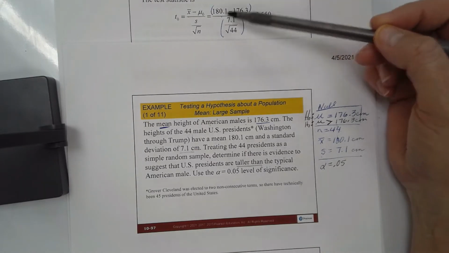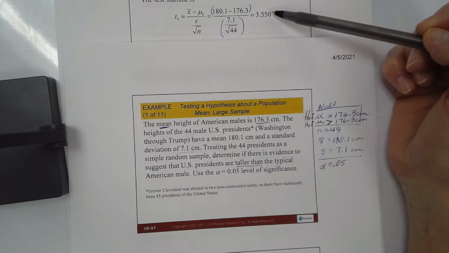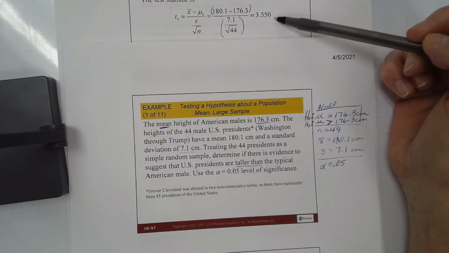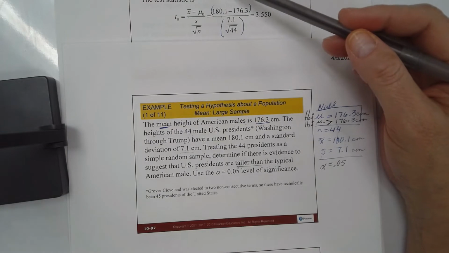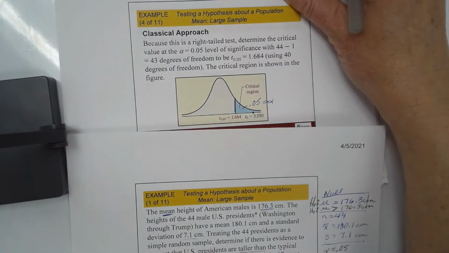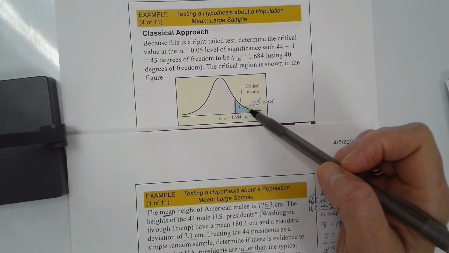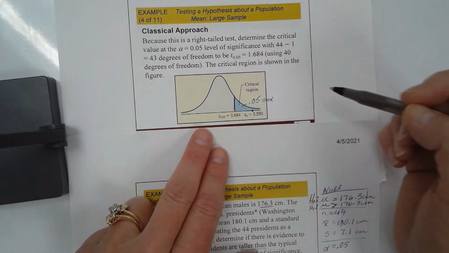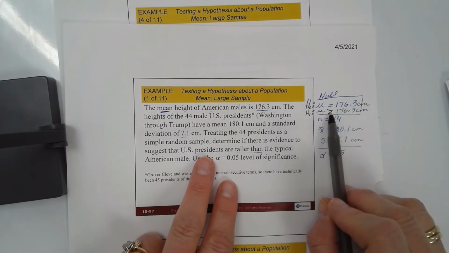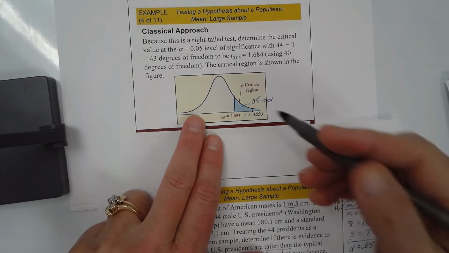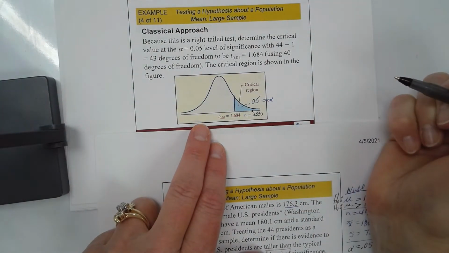So once you plug all that in, you should get 3.550. Did everybody get that? Okay, that's your test statistic. So for the classical approach, you're going to take your graph and put the alpha on it first. My alpha is 0.05, and because it's a right-tailed test, because the alternative hypothesis is greater than, we put that 0.05 to the right.